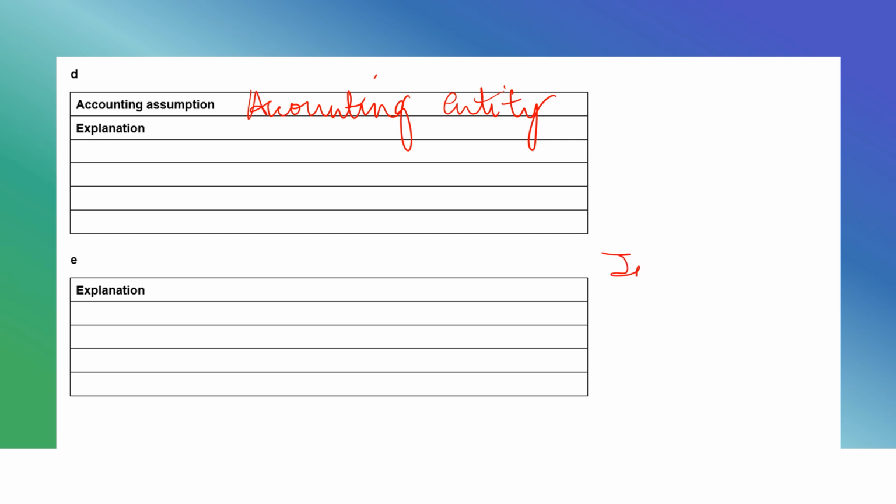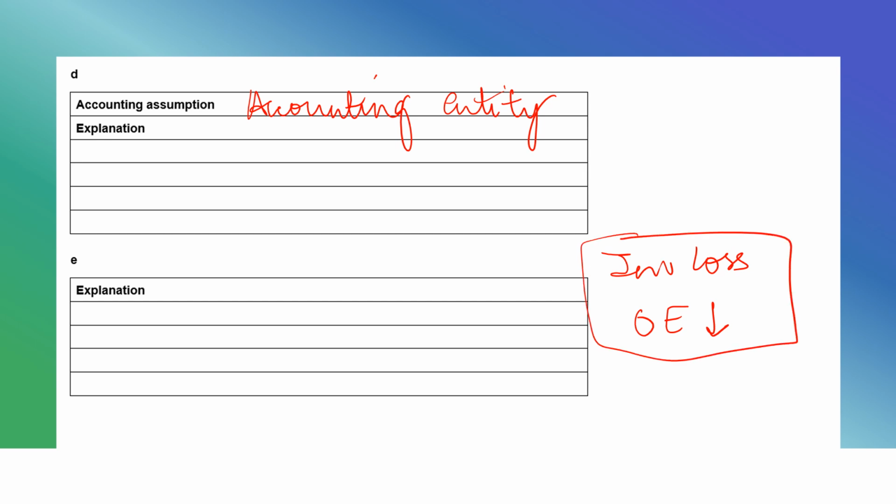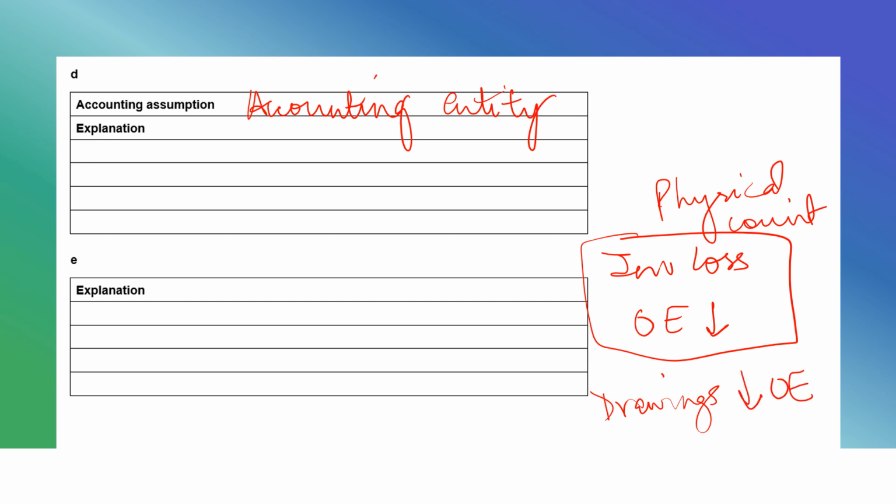Because remember, if you have inventory loss, your owner's equity is decreasing, but that's something that gets picked up at the end with the physical count. Whereas if you had recorded 19th of August, you would have known that drawings is the actual reason why owner's equity is going down at that point, and it would have been picked up a little bit more in a timely fashion rather than at the end with the physical count.